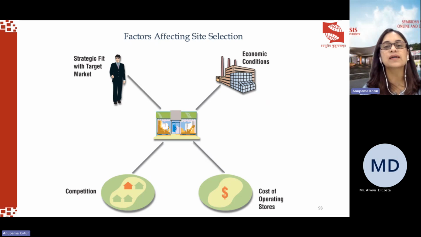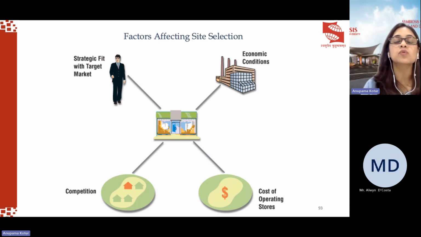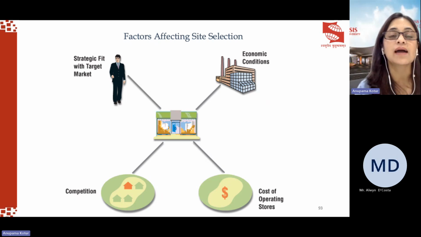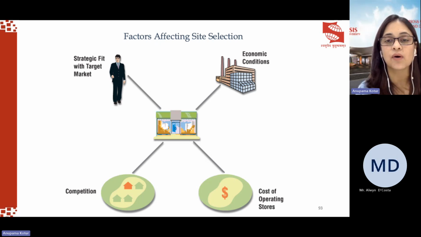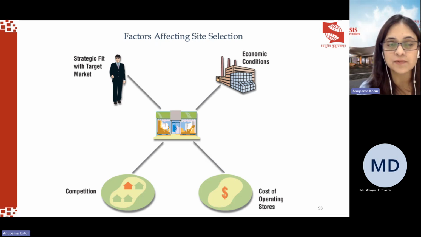Okay, so while you do that exercise, let's quickly move on to the next topic and understand what are these factors that we are talking about when it comes to retailers' decision to select a site for their brick and mortar store. Primarily, there are four governing factors. First, of course, is a strategic fit with the market that you're catering to.